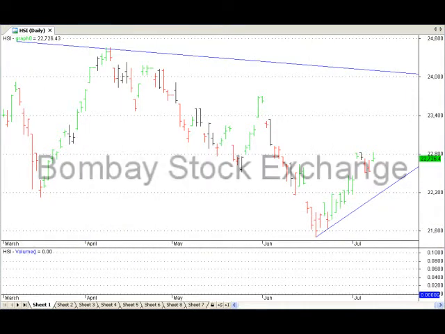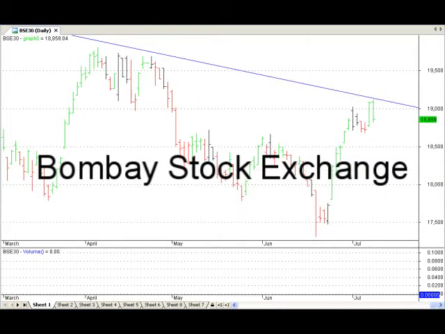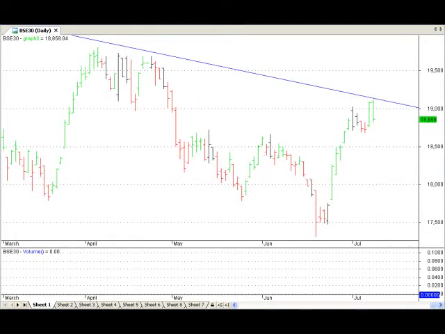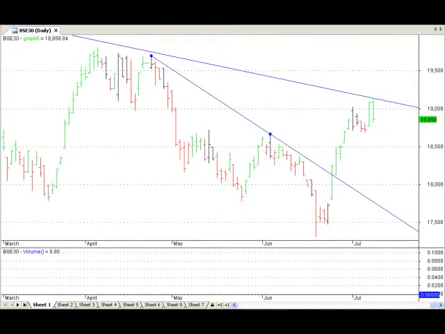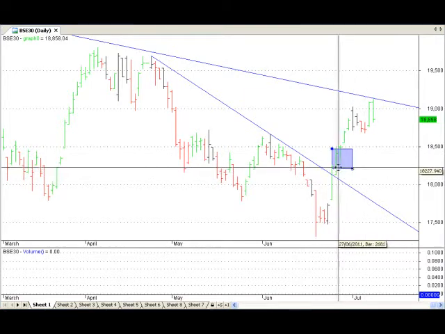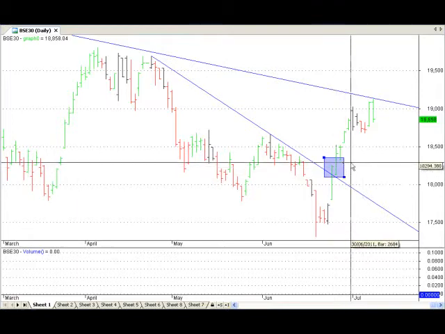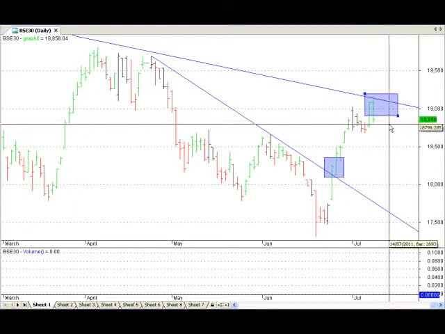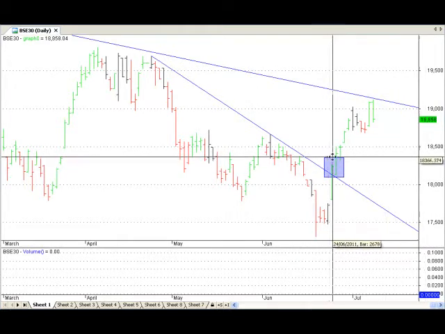Last but not least is the BSE 30, the Bombay Stock Exchange. And again, loving this. Over the last couple of weeks, we called a really short-term entry, a sort of trend change potentially, way back down here actually, at about 18,244. We said that there would be resistance up here at the long-term trend line, and that's exactly what has happened. So that's the BSE 30.